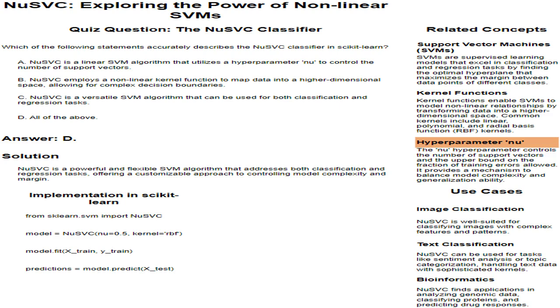The nu hyperparameter in NuSVC plays a crucial role in controlling the number of support vectors and the upper bound on the fraction of training errors. It offers a mechanism to balance model complexity and generalization ability.